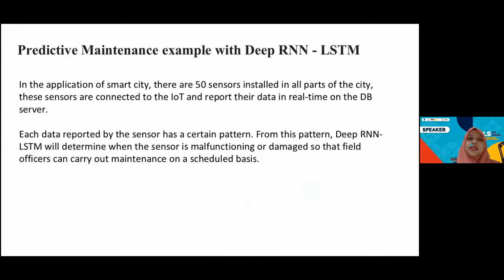In this case study, we make an application for a smart city. We have 50 sensors installed in all parts of the city. These sensors are connected to the IoT and report their data in real time to the database server in the city center. Each piece of data reported by a sensor has a certain pattern. So from this pattern, RNN and LSTM will determine when the sensor is malfunctioning or damaged so that field officers can carry out maintenance on a scheduled basis.